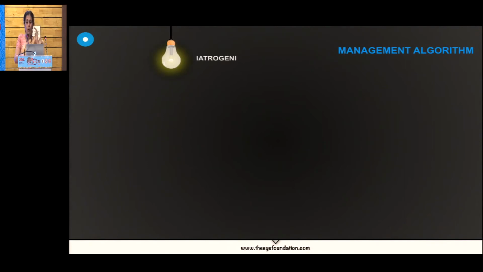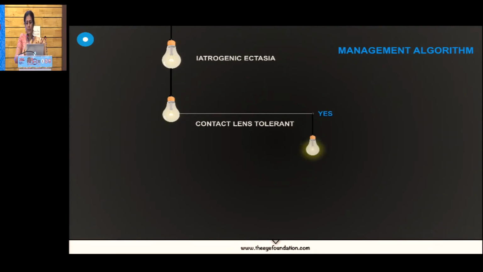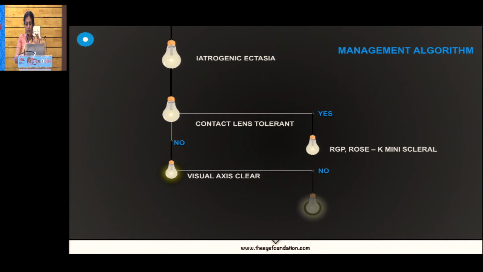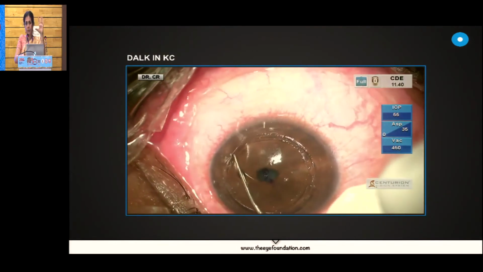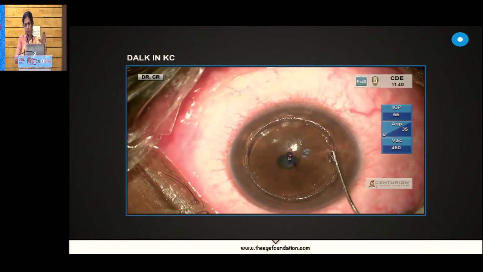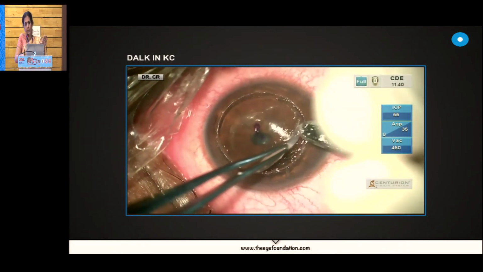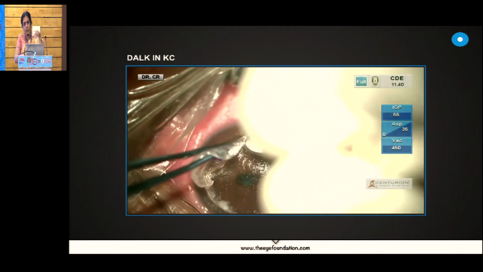So then when all these algorithms are going on, you are stuck in a situation where the corneal visual axis itself is not clear. And when the visual axis itself is not clear, then the next step is we need to look at DALK. When we look at DALK, it may be a good surgery to do, but let's remember, we are challenged with sutures and how you are going to rehabilitate the patient. Would you do a topo-guided PRK on top of it? Would you do a phakic ICL on top of it?